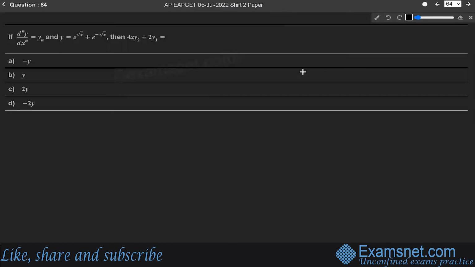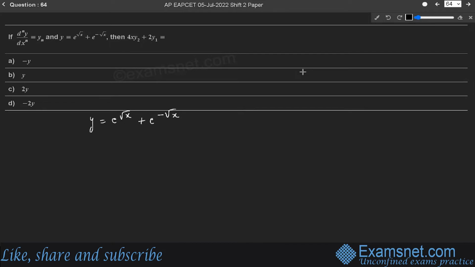Next question is, if d power n y upon dx power n is equal to y n and y is equal to e to the power root x plus e to the power minus root x, then 4x y2 plus 2y1 is equal to.